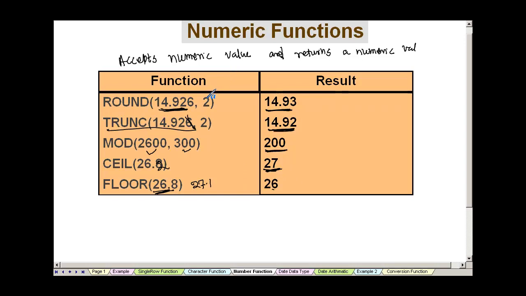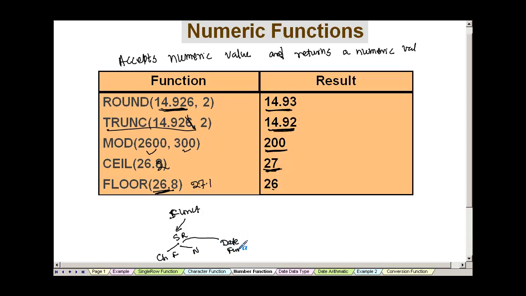Okay. So these are the numeric functions that we are going to use while we write a query, or when we try to solve some real life problem. All right. So again, in summary, we are discussing functions. In functions, we are discussing single row functions. In single row functions, we already discussed character functions, and then we discussed numeric functions.